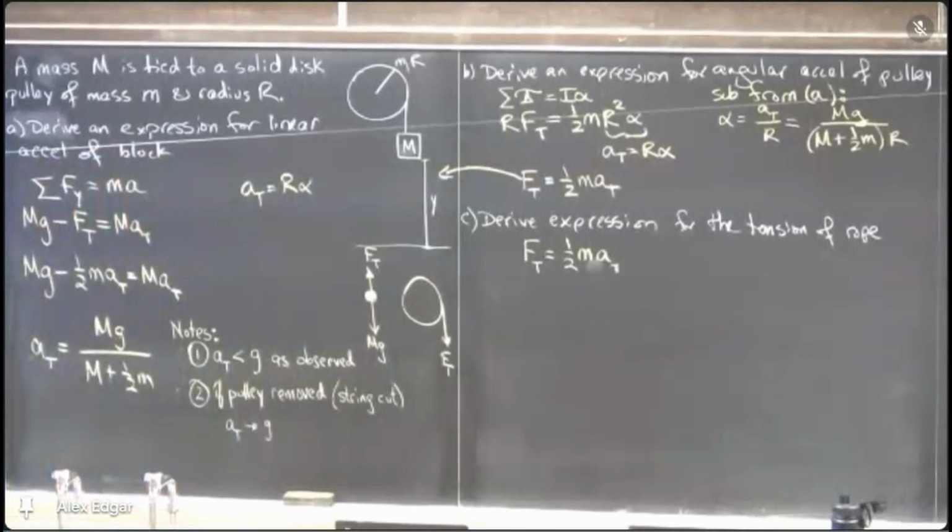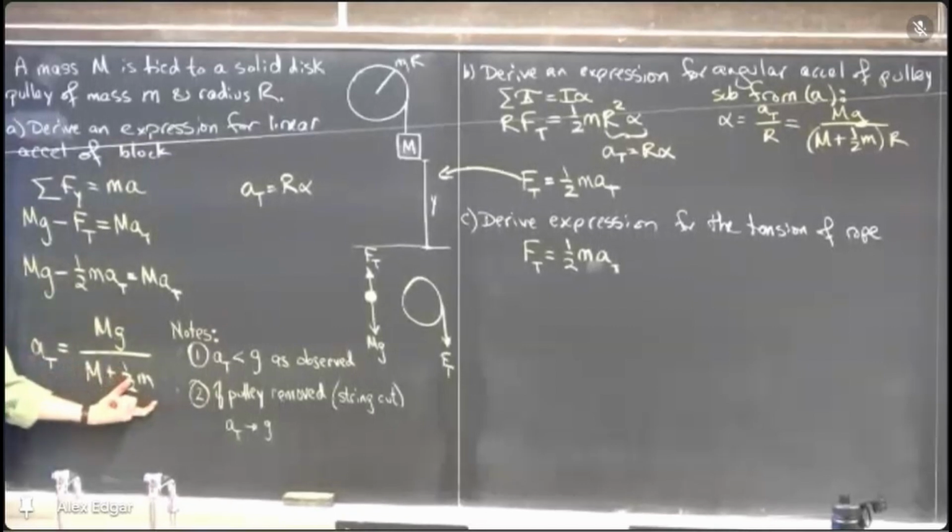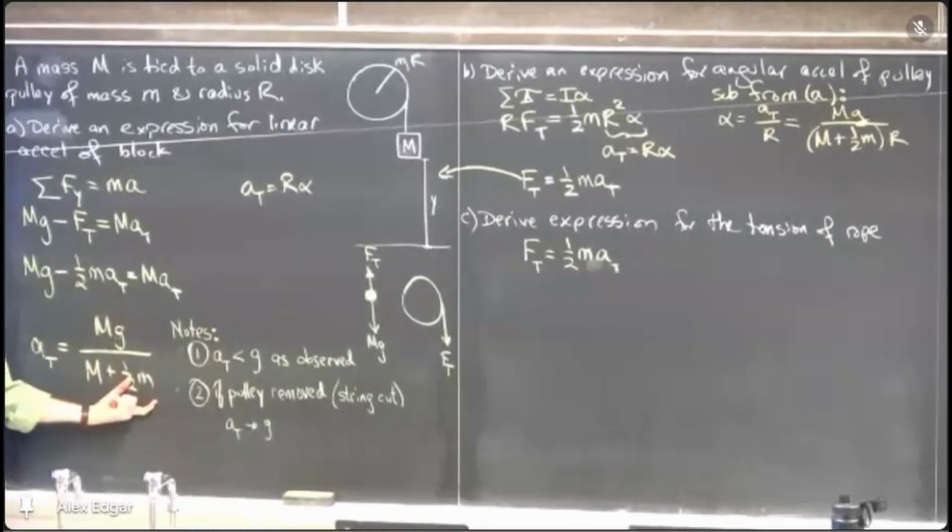Notice that its angular acceleration depends on how big it is. But the linear acceleration doesn't depend on how big the pulley is. It depends on how massive the pulley is. The more massive the pulley, the slower the thing's going to fall.